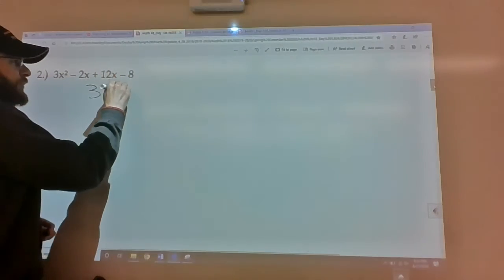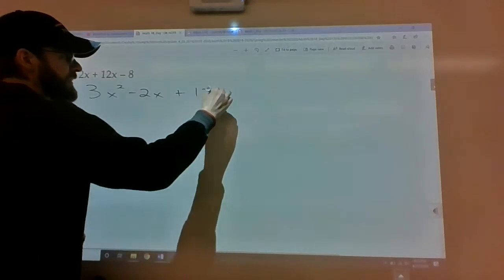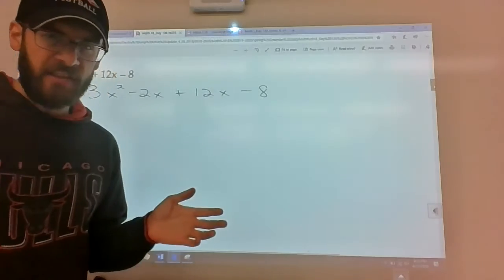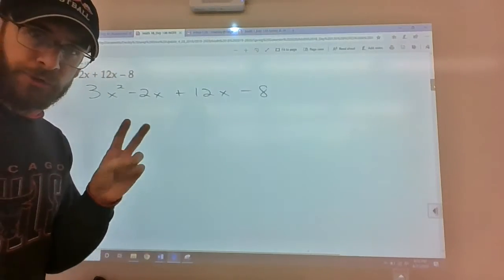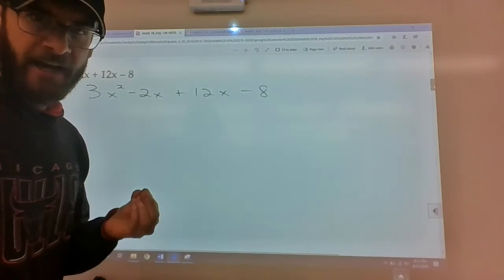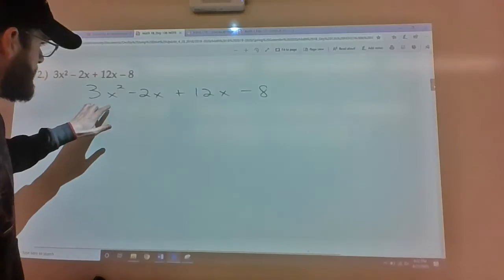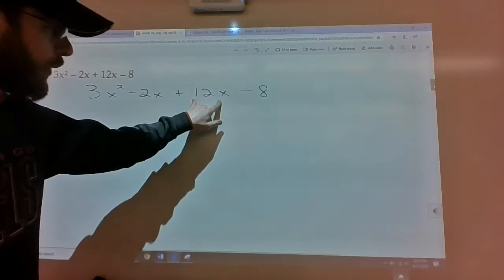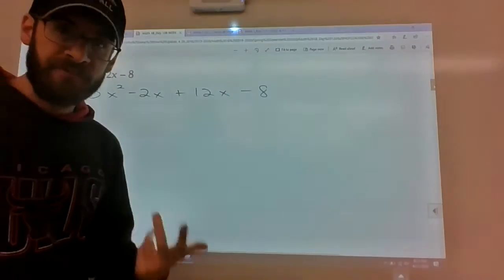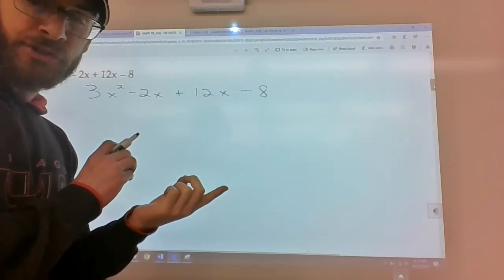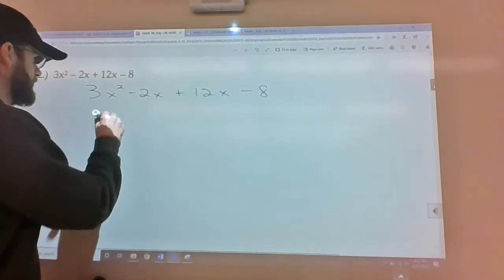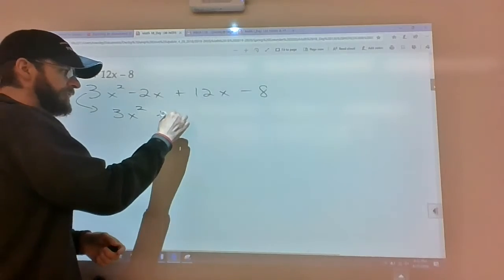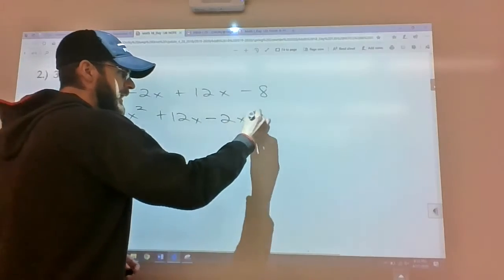So we've got 3x squared minus 2x plus 12x minus 8. Now, one thing that I didn't suggest in the last example was that you are allowed to rearrange terms to make for better factoring. What I mean by that is, it seems to me that the 3x squared is a much better match for a 12x. I just see right away that 12 and 3, they both divide 3. So I'm going to actually rearrange that first. You're allowed to do that because of the commutative property. So rearrange: 3x squared plus 12x minus 2x minus 8.